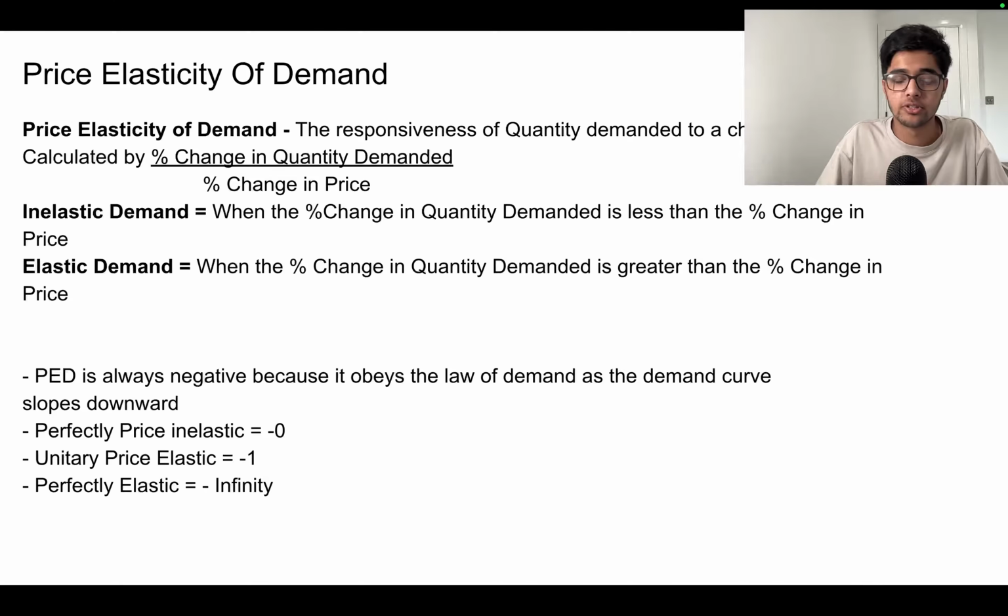PED will always be written as a negative value because it obeys the law of demand as the demand curve slopes downwards. Some basic quantities that you should know. A perfectly price inelastic good has a PED of -0. A unitary price elastic good, where the percentage change in quantity demanded is equal to the percentage change in price, has a PED of -1, and a perfectly elastic good has a PED of -infinity. However, perfectly price inelastic and perfectly price elastic goods are simply theoretical and they don't actually exist.